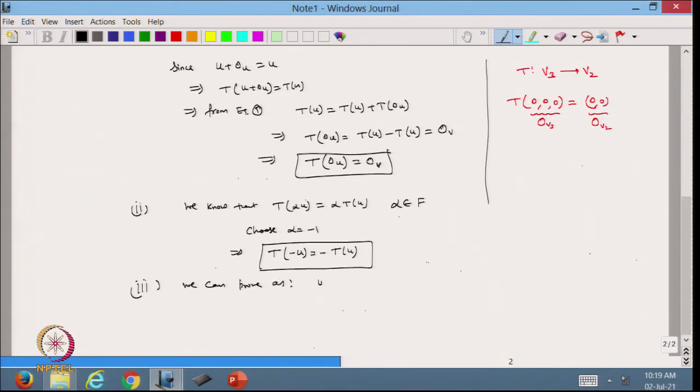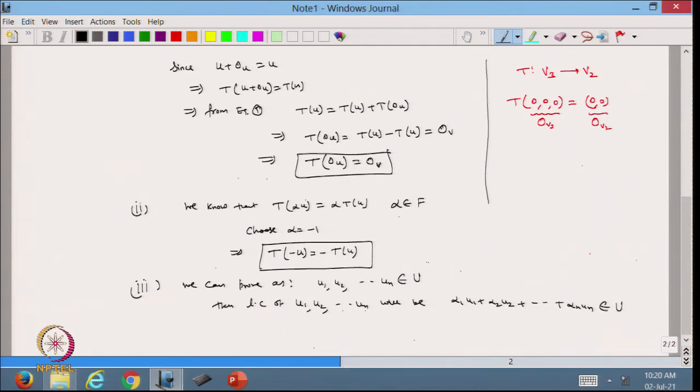So what I am going to do is, let we have U1, U2, up to UN, all belonging to U. Then the linear combination of U1, U2, up to UN will be like alpha 1 U1, alpha 2 U2, and alpha n UN, and this also belongs to U, that we already know.